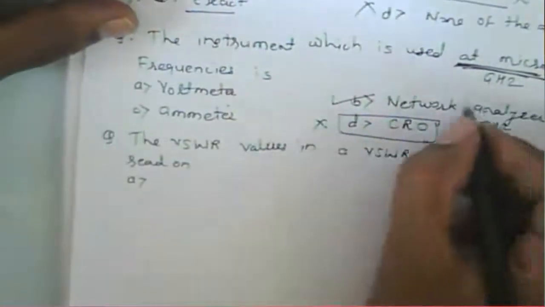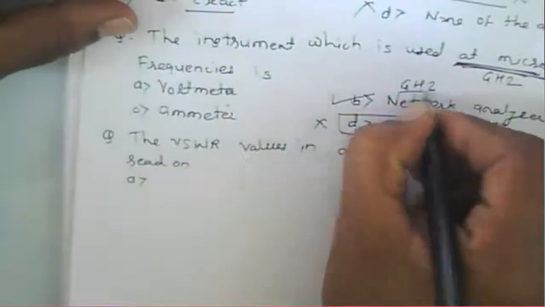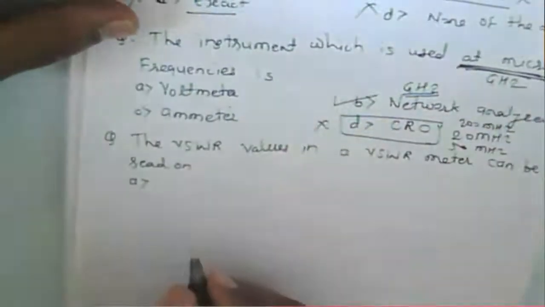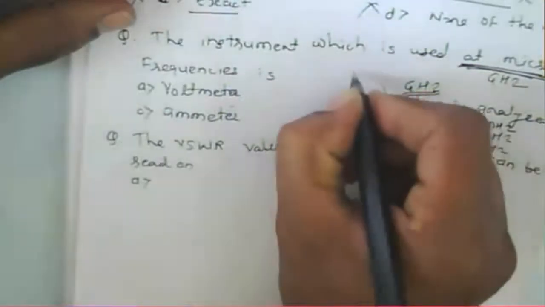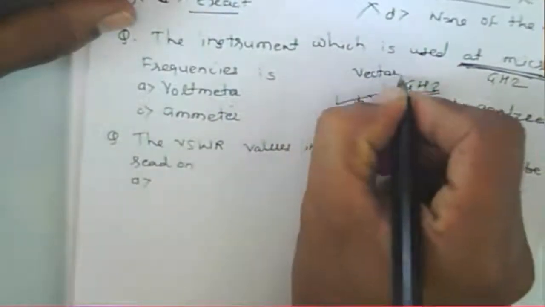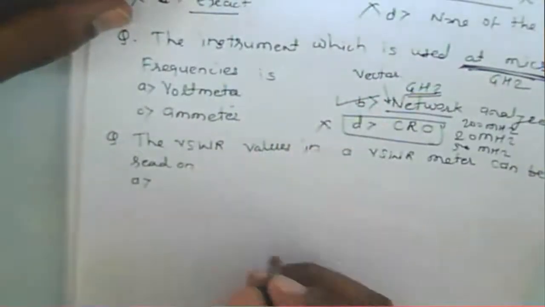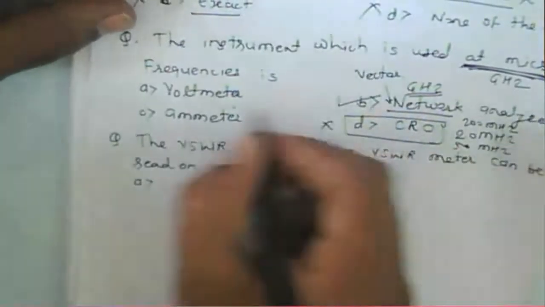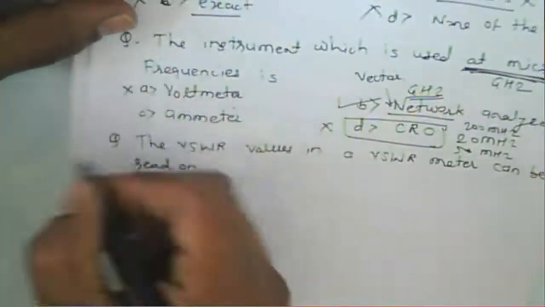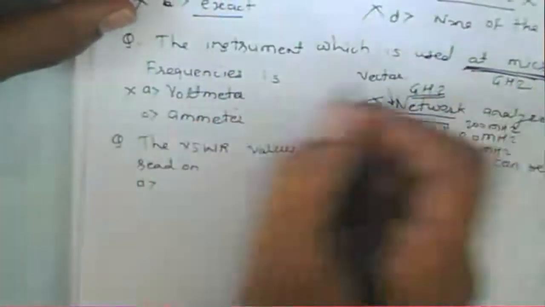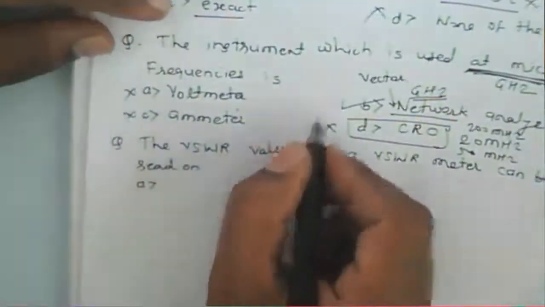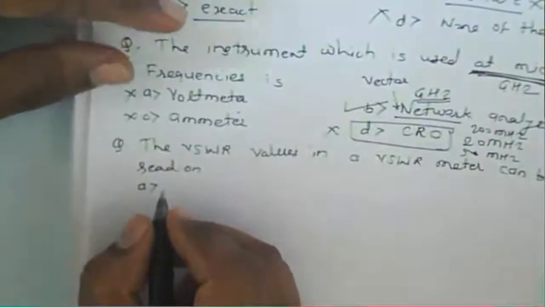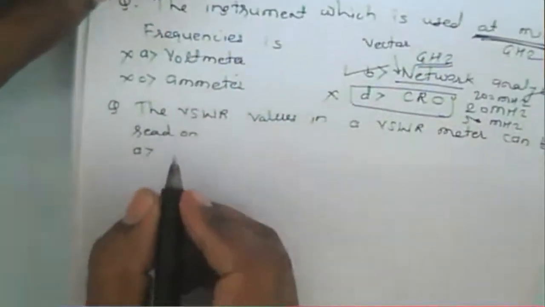So this answer is wrong. That is CRO. But at micro frequency, at gigahertz frequency, network analyzers are used, specifically the vector network analyzer, the VNA. No one is going to use a voltmeter because it is a wave. An ammeter is also not used because it is a wave. These two are wrong. Only the network analyzer is the correct answer.